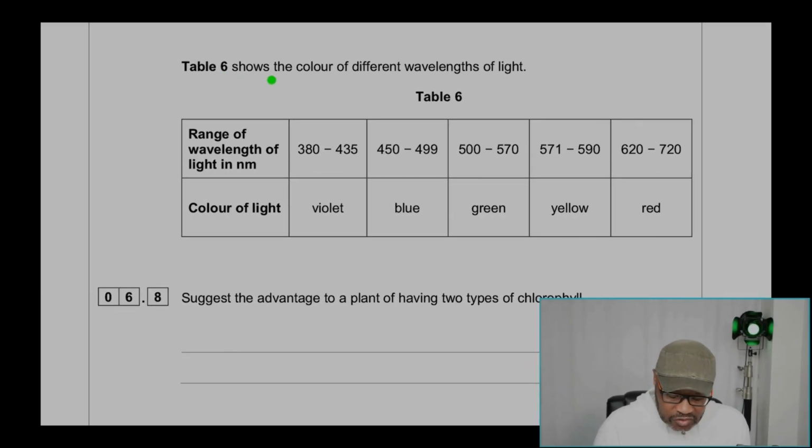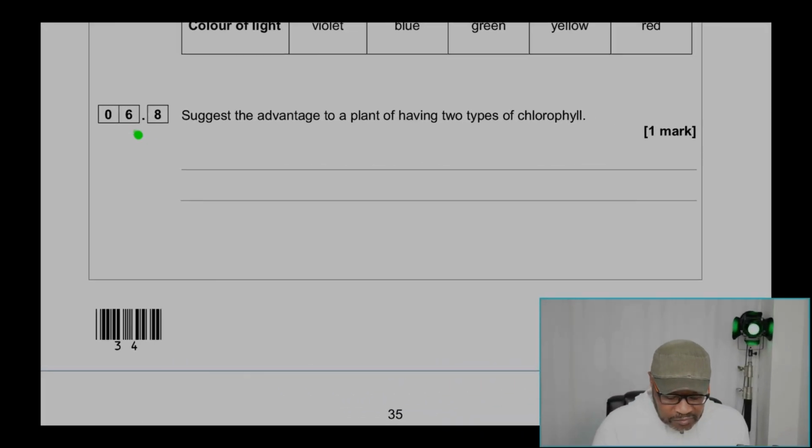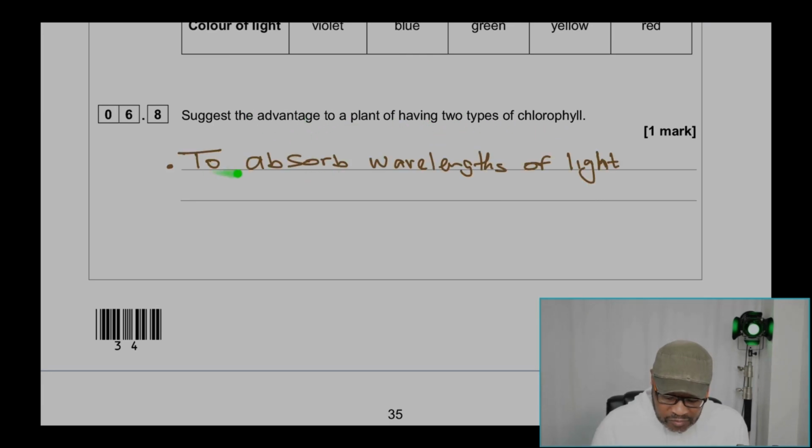Table 6 shows the color of different wavelengths of light. The range of wavelength of light in nanometers, and colors of light. Violet is between 380 to 435 nanometers, and then blue, green, yellow, and red. Question 6.8. Suggest the advantage to a plant of having 2 types of chlorophyll to absorb wavelengths of light to increase the rate of photosynthesis.